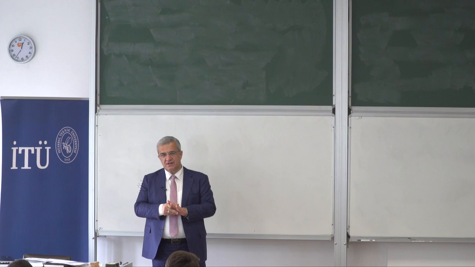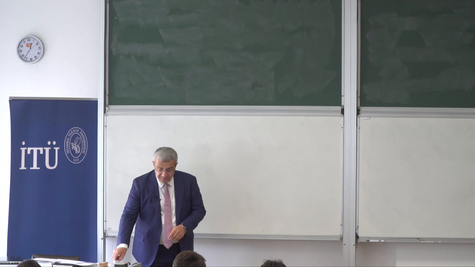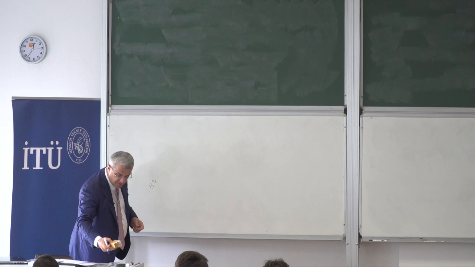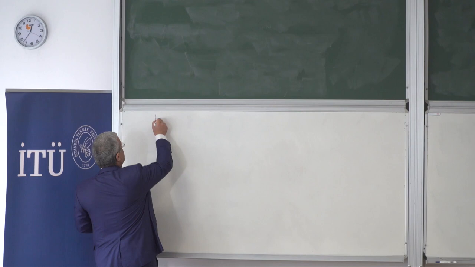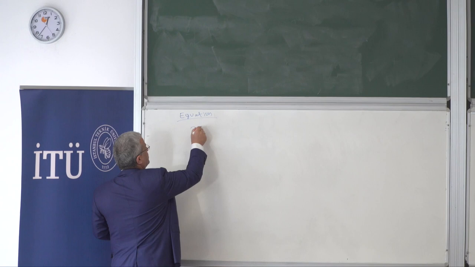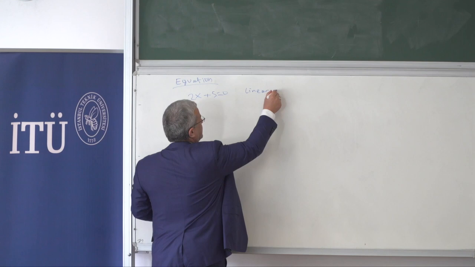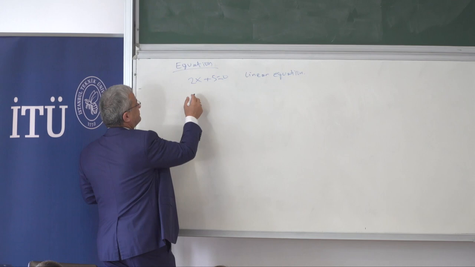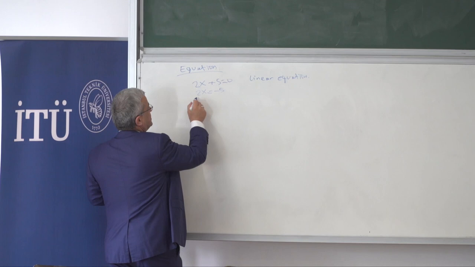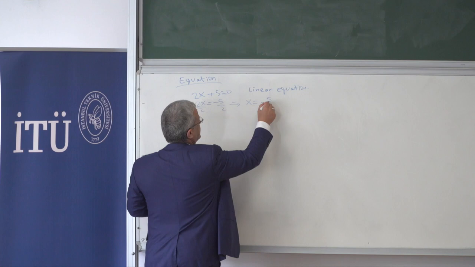Okay. So when we talk about an equation, equation means 2x plus 5 equal to 0. This is a linear equation, right? And how do we solve this? Just take 5 to the other side and change the sign and divide both sides by 2. So therefore, you have x equal to minus 5 over 2.